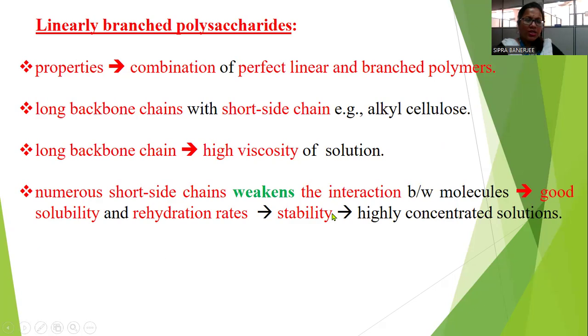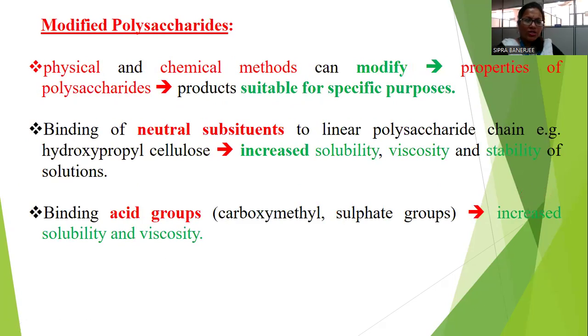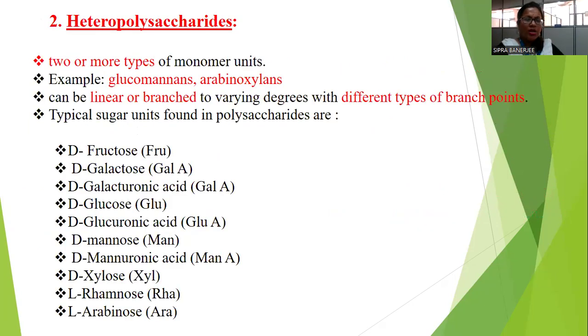Now linear and branched polysaccharides are there, and modified polysaccharides are there, so there will be different physical and chemical properties. Now there are heteropolysaccharides also, where two or more types of monosaccharide units are present, like glucomannan. The sugar units are D-fructose, D-galactose, D-galacturonic acid, D-glucose, D-gluconic acid. Different drugs also react with D-gluconic acid before metabolization.